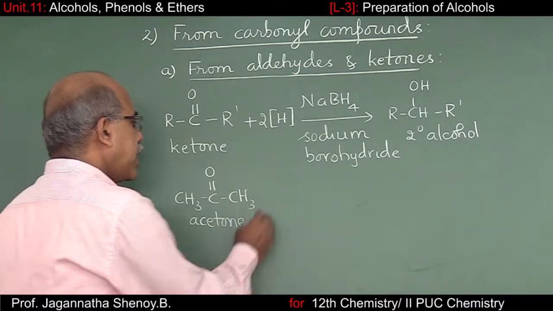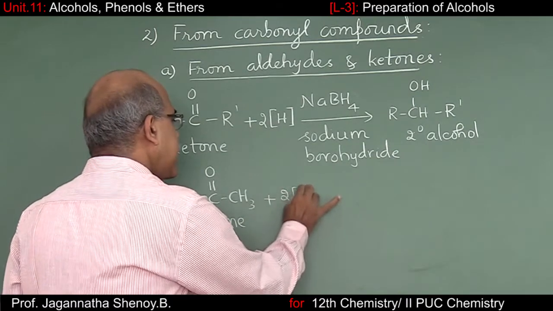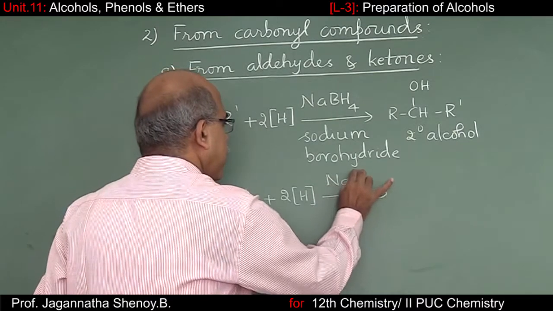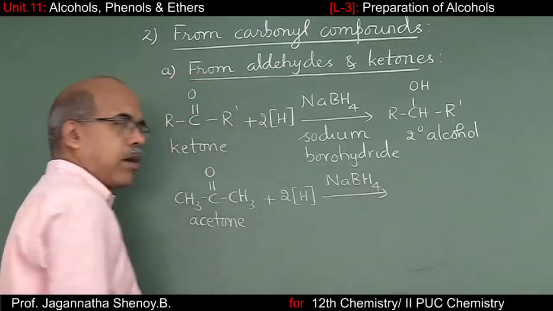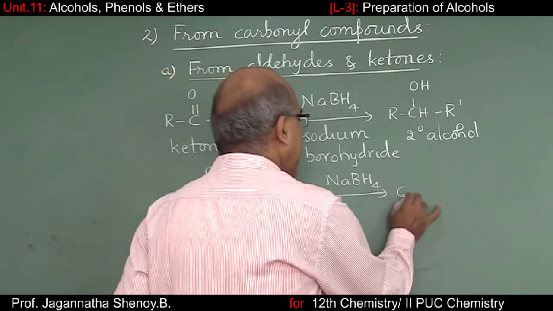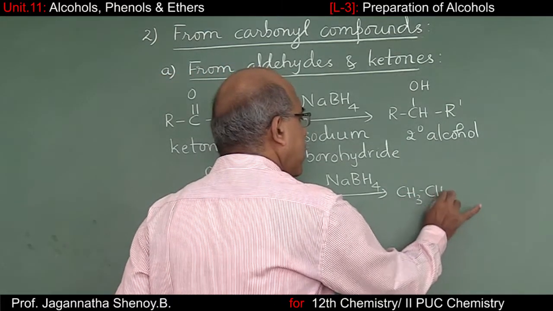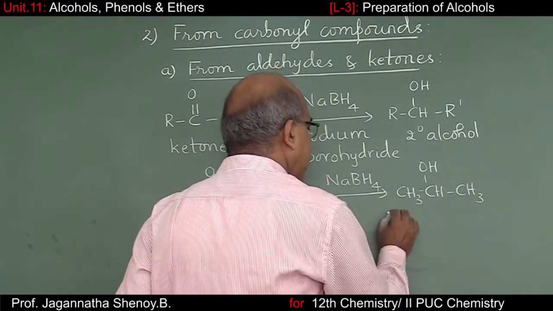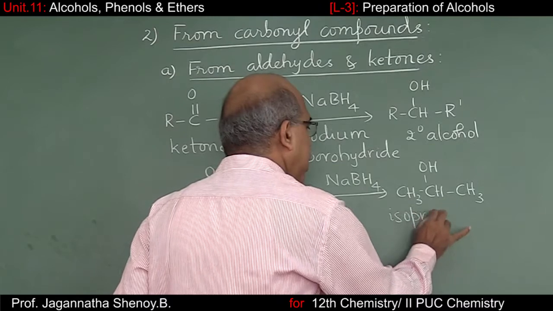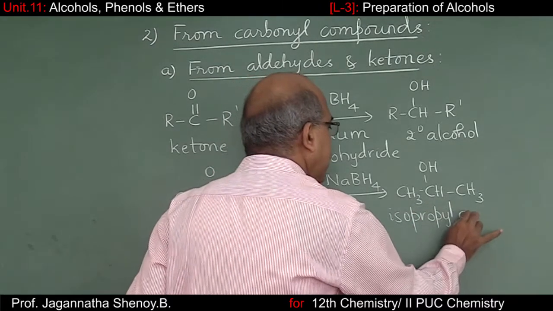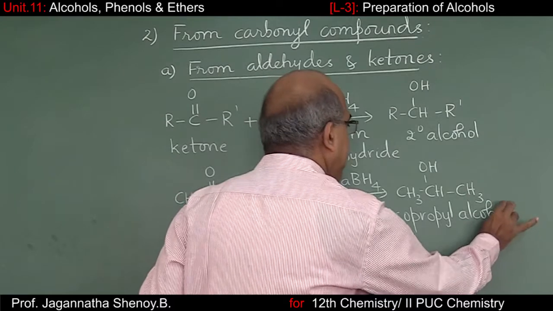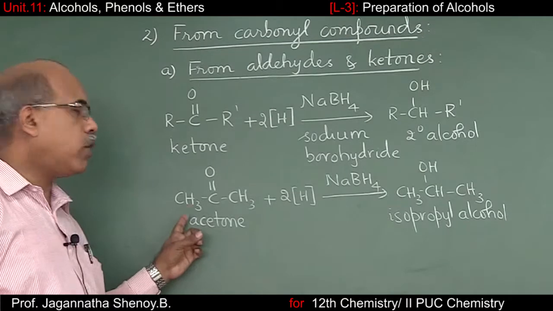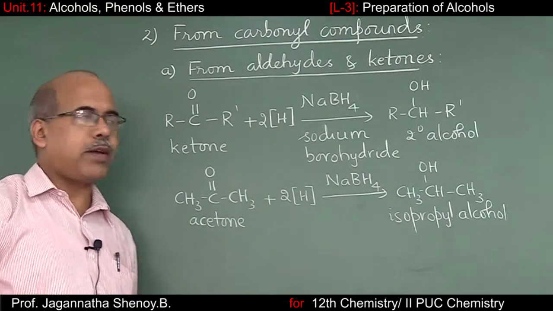I'll subject this to reduction in presence of, let us say, sodium borohydride as the reducing agent. Product formed should be isopropyl alcohol, or propane 2-ol. So in the examination they will ask, how do you convert acetone into isopropyl alcohol?